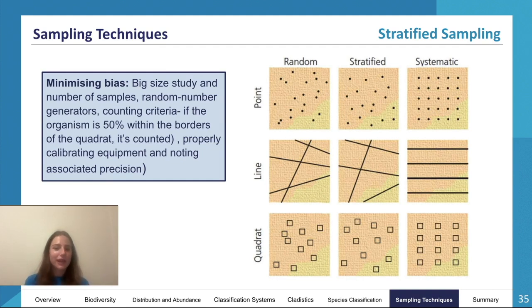There's also the question of counting criteria. When it comes to using quadrants, this is a big issue, because since we've made quadrants ourselves, we've put them over an ecosystem. They're not technically there in real life. We also have to decide what is considered to be within the quadrant and what's considered to be out of it. A standard rule is that if your organism is 50% within the borders of the quadrant, it counts as being within it. Again, you'll see this more as you do some practice questions, hopefully, which I would highly recommend for this topic.